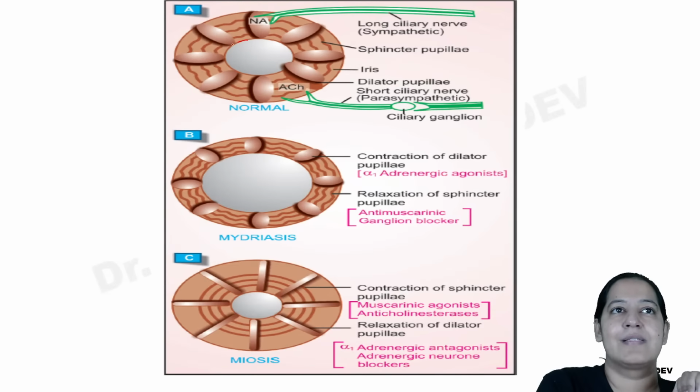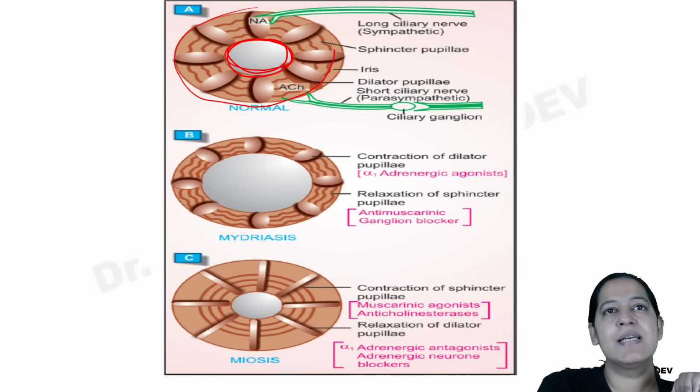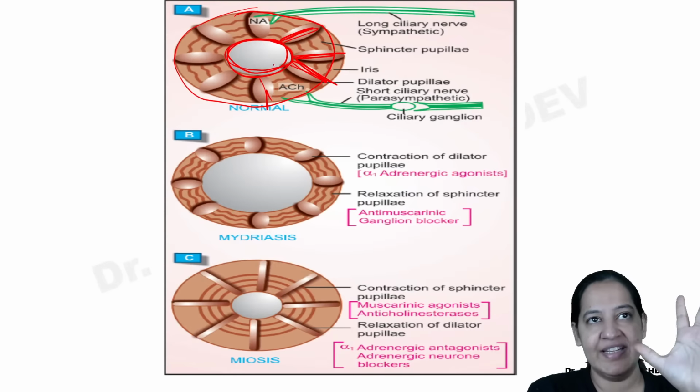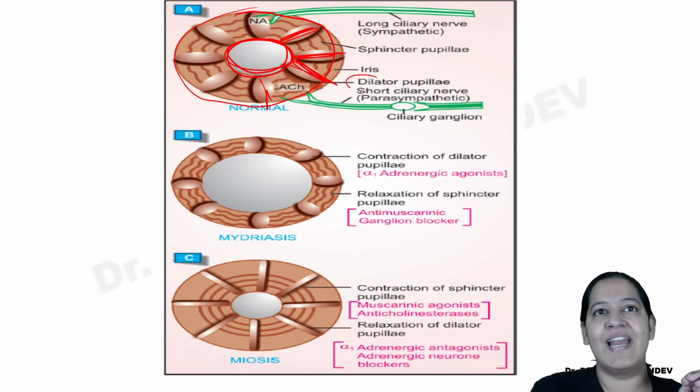So see this iris. See the first diagram. You can see a hole and you can see the curtain. This is iris. Iris has 2 types of muscles. See, these are the longitudinal muscles known as radial muscles. So when they will contract, they will dilate the pupil. So these are known as dilator pupillae.